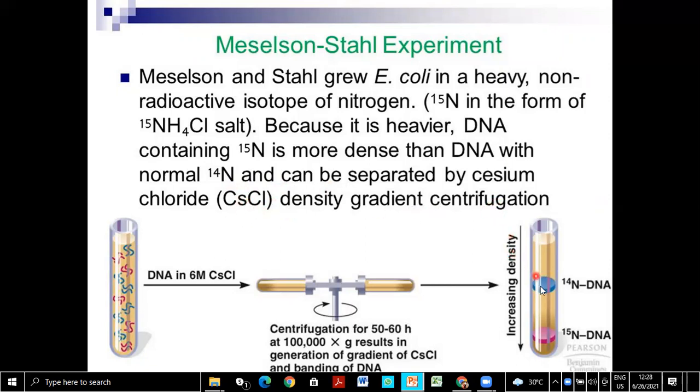So after centrifugation, what happens? N15 is heavier and settles down, and N14 is lighter than this one. So this is N15 and N14, both were there, and after density gradient centrifugation, the denser N15-containing DNA settled at the bottom, and the lighter N14 one settled at the top, in this region. So this is what they did.